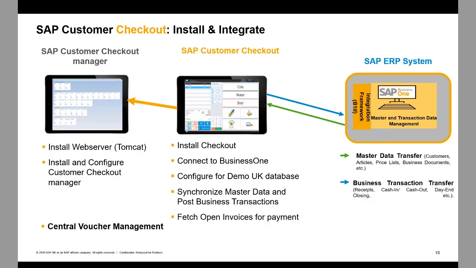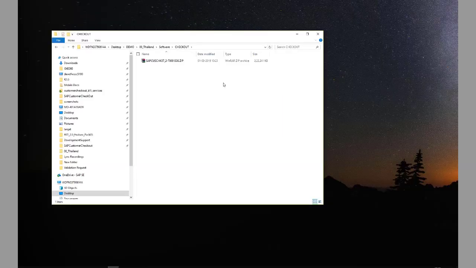One such topic is central voucher management. I will explain this when we are doing it. The second thing that I want to show you is loyalty management for SAP Business One customers. If you have customers in SAP Business One, then for those customers, you can enable loyalty management in Customer Checkout together with Customer Checkout Manager. You do not have to replicate any data for this purpose. I will show you how it works. So now let us start in the system.